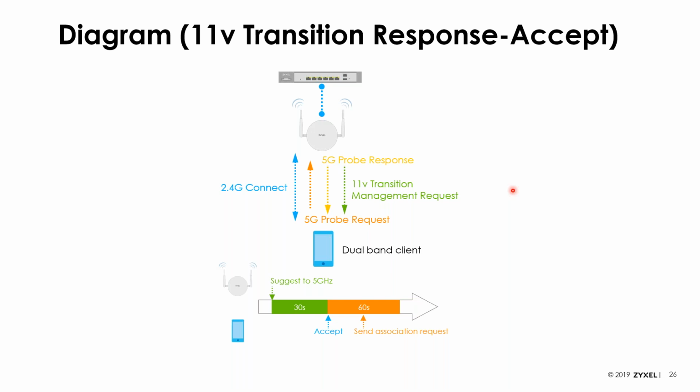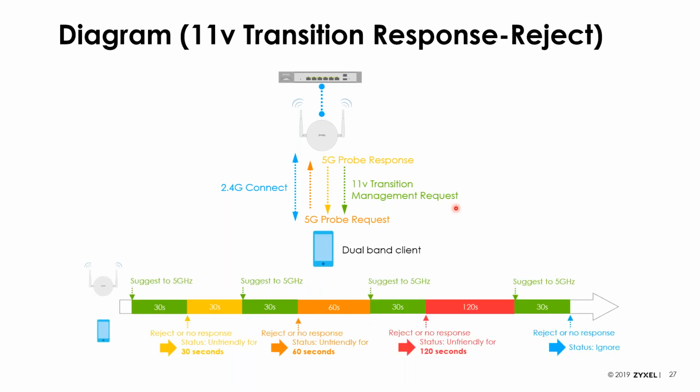Okay, then when we talk about 11v, if there is a response accept, so the client accepts 11v, the process goes like this. The client is connected at 2.4 gigs, asks for 5 gigs, the AP says that 5 gigahertz is available and moves it to 5 gigahertz. So it sends a transition management request to the client for the client to move to the 5 gigahertz channel. All good, everything successful, the client is moved to 5 gigahertz.